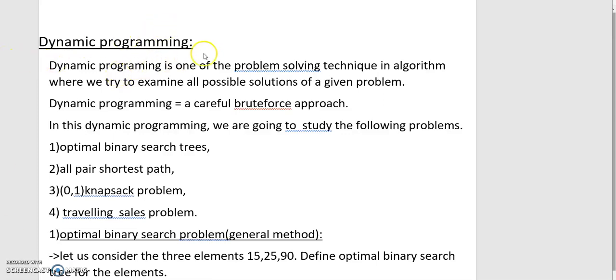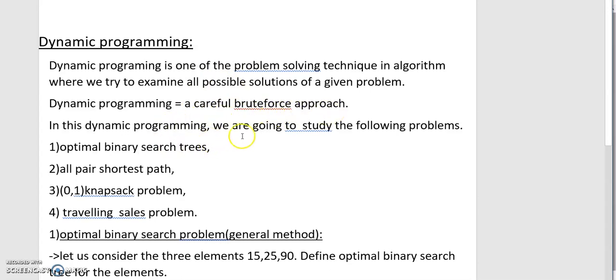Today we are going to discuss dynamic programming. Dynamic programming is one of the problem solving techniques in algorithms, where we try to examine all possible solutions for a given problem. Here also we can examine all possible solutions of a given problem. Dynamic programming is nothing but a careful brute force approach.